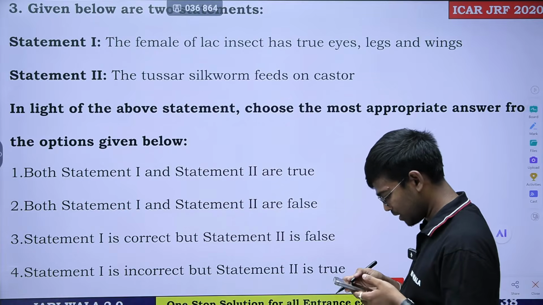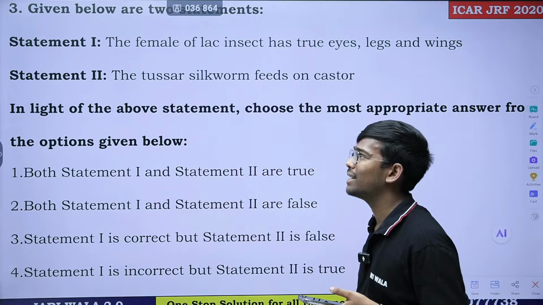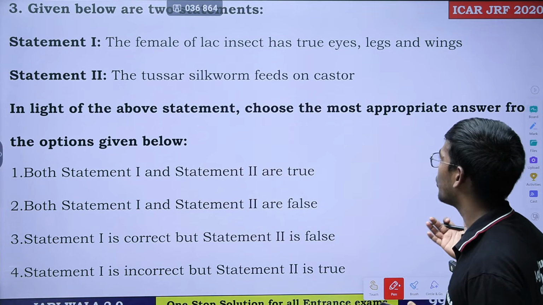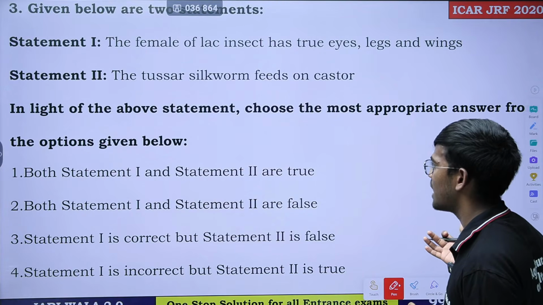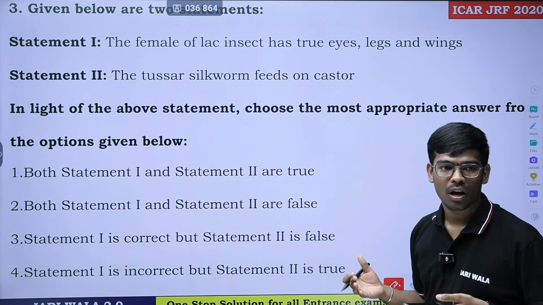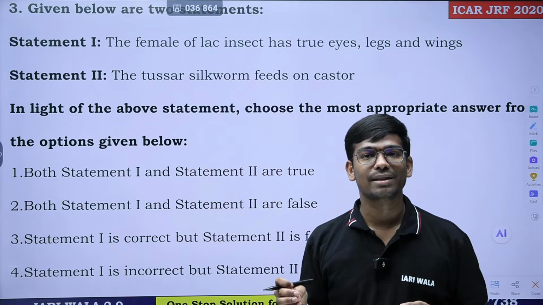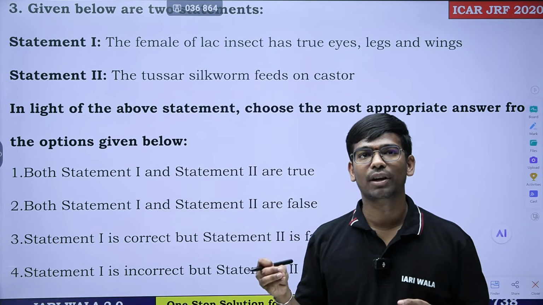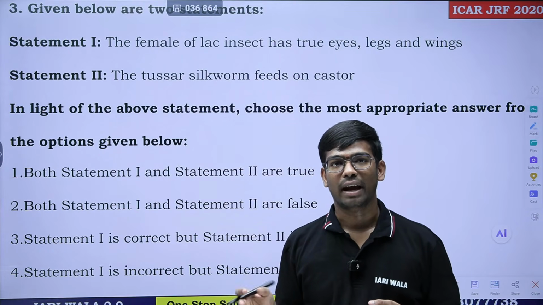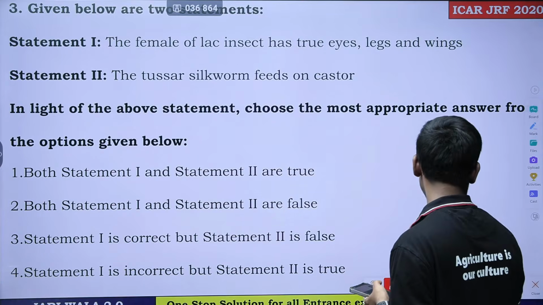Coming back to the third question, here again are statement-type questions. Statement 1: the female of lac insect has true eyes, legs and wings. Statement 2: the tussar silkworm feeds on the castor. If you know the biology of the lac insect, the female insect is sedentary. After the first molt, it loses all its appendages like eyes, legs and wings, and then it becomes sedentary on the host plant. So it is wrong.